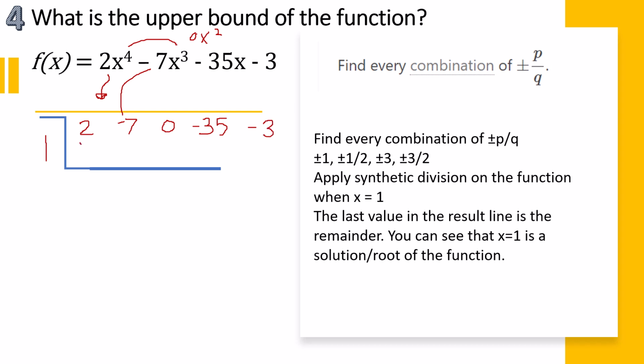All right, we start by bringing down that first term. We bring down the 2, and then we multiply 1 times 2 is 2. We put it up here. We combine these two terms, and immediately we get a negative number. So this is not the upper bound. So now I'm going to move up. I'm going to erase that 1, and I'm going to go up to 2.